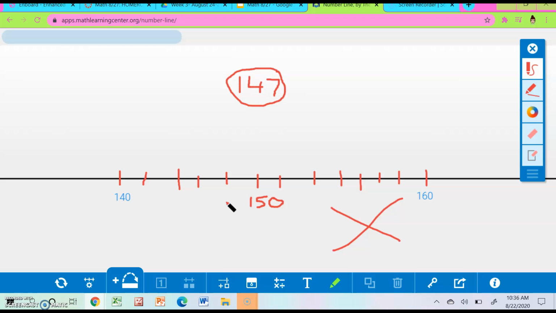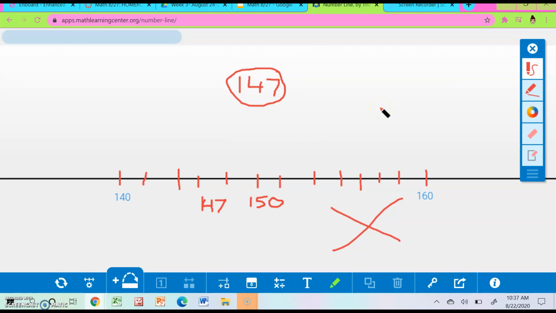So now I want to ask, is 147 closer to 140 or is it closer to 150? And if I count, I can decide that 147 is a lot closer to 150 than it is to 140. But it's not all the way close to it. So I'm going to put 147 about right here. That's my best guess on where this number goes on an open number line.